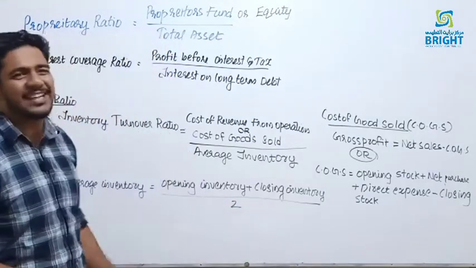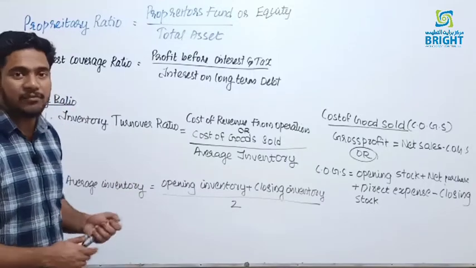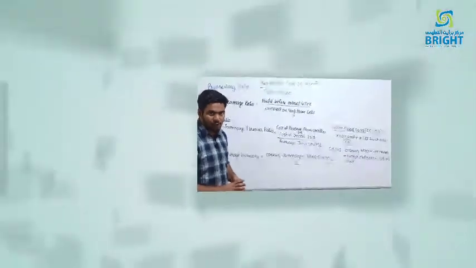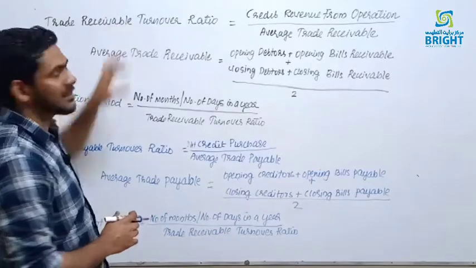This is the formula to find out average inventory. By using this you are finding inventory turnover ratio. Next is trade receivable turnover ratio. You know what is trade receivable?